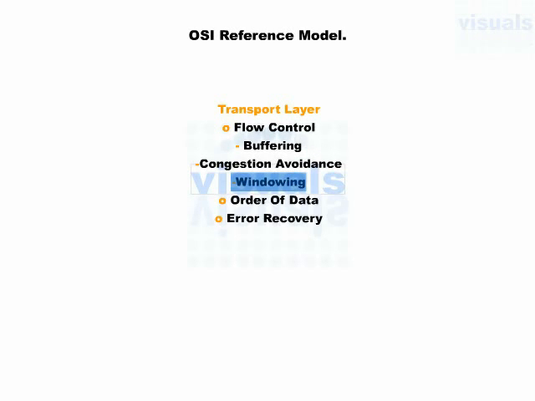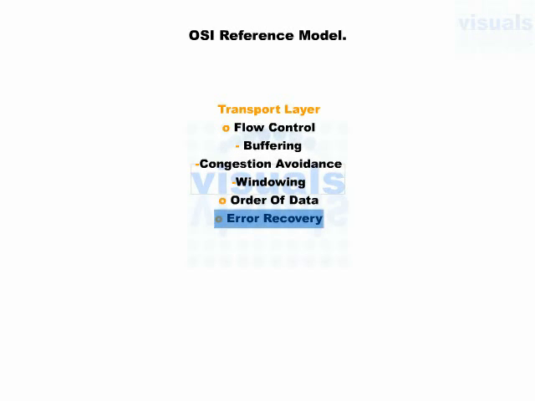Now here you can see order of data. Transport layer also cares about the order of data. Transport layer marks the data so that the data is arranged in proper order according to those markings by the transport layer. You can note this point. I will let you know how the transport layer arranges the order of data. Error recovery. Transport layer recovers errors also.